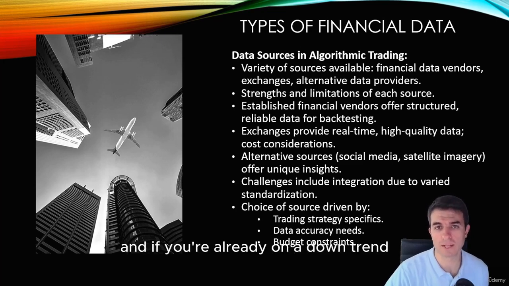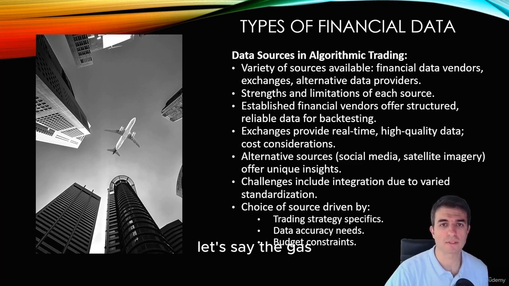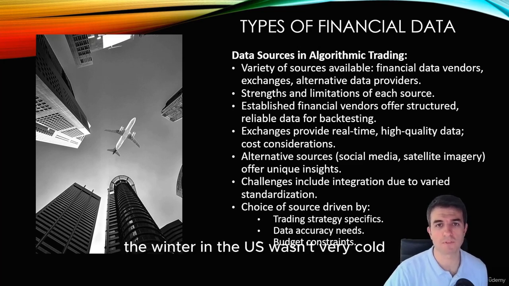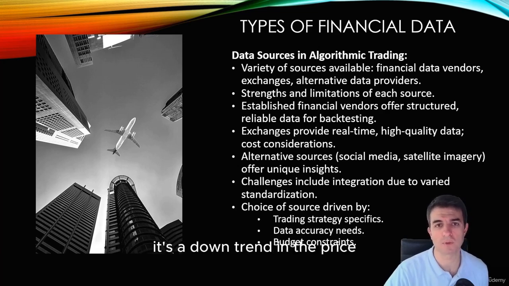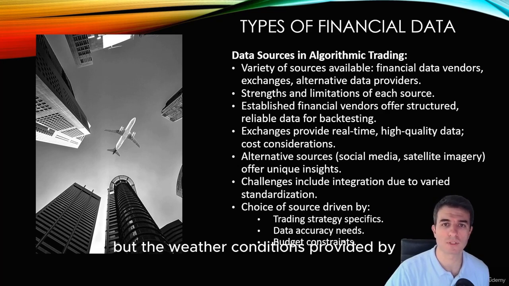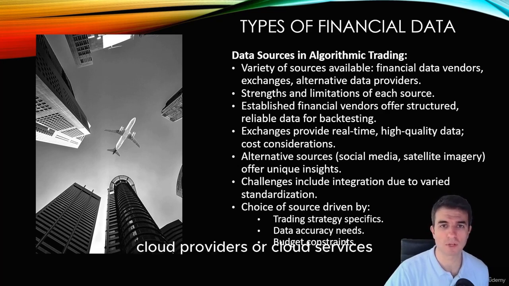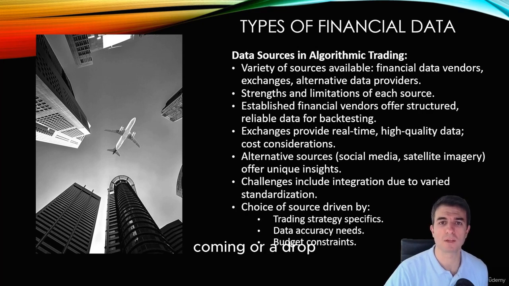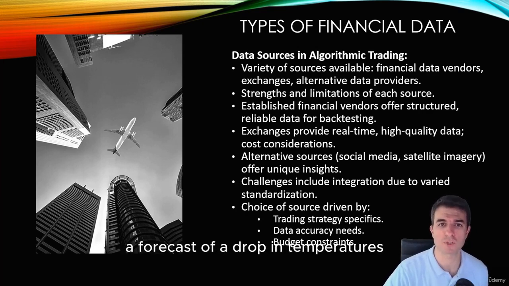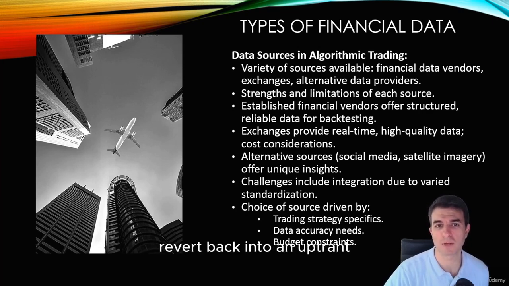And if you are already on a downtrend, let's say the winter in the US wasn't very cold, so we have a lot of gas, the price is dropping, it's a downtrend in the price. You can follow the weather conditions provided by cloud providers or cloud services to see if this trend is going to continue down. Because the moment you see a storm coming or a forecast of a drop in temperatures, you might want to exit your trades before things revert back into an uptrend, or before the downtrend simply stops and the market starts ranging.